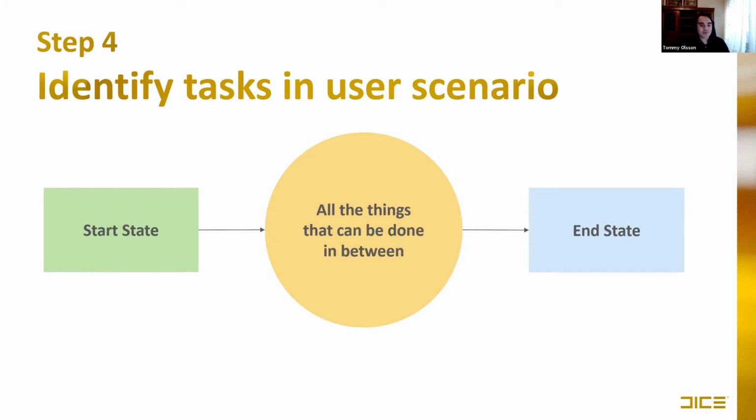In step 4, in this identified user scenario, identify and list all of the tasks or things that the users can do and need to be aware of in order to play the game, from the start state to a goal state of the user flow, and all of the tasks that happen in between. The start state can, for instance, be the home screen of the game, and the end state can be the end round screen of the game. And the things that can be done in between are tasks such as navigating the menus, reading the text, and playing the game mode.